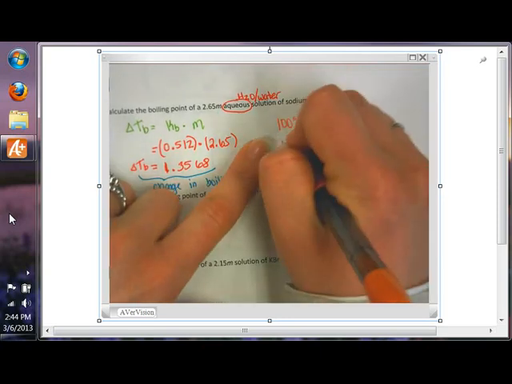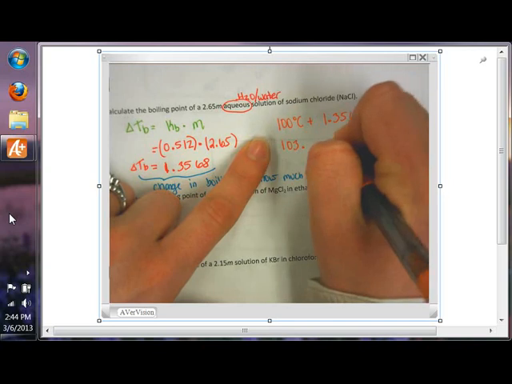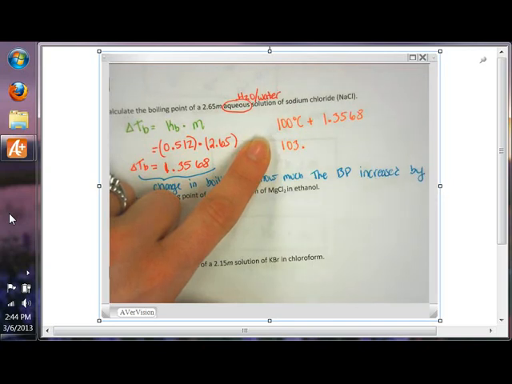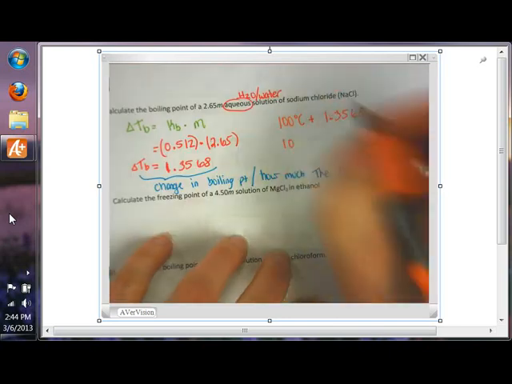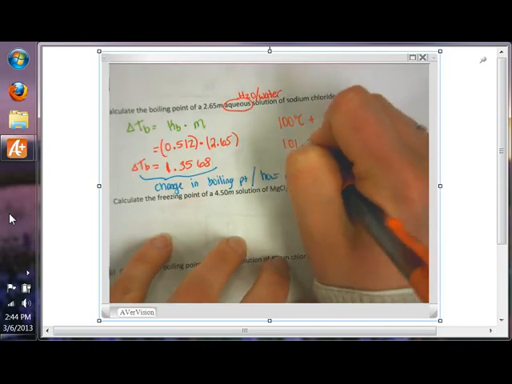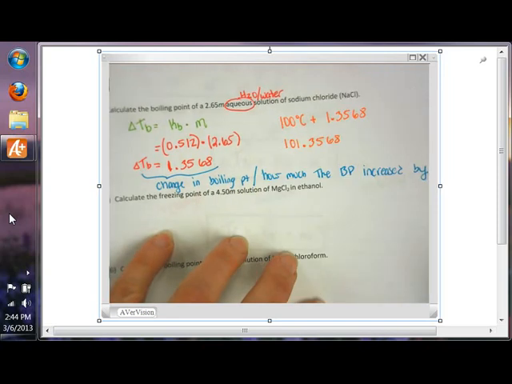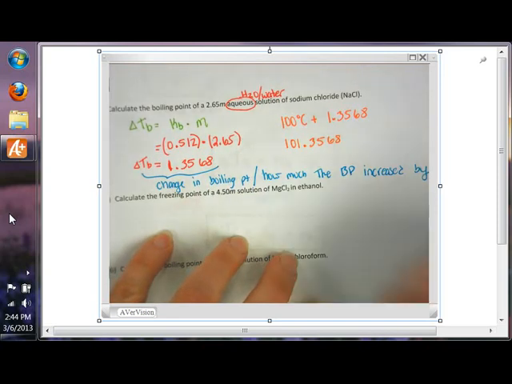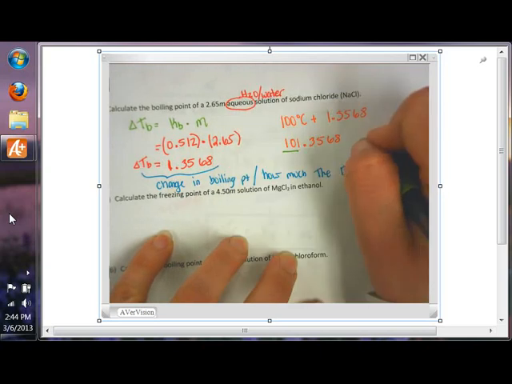where's my whiteout? Ask for a point right there, make a marking. 101.3568. Now I'm just going to have you guys do 3 sig figs for all of these problems. So the final answer is 101 degrees Celsius. That is going to be the new boiling point.